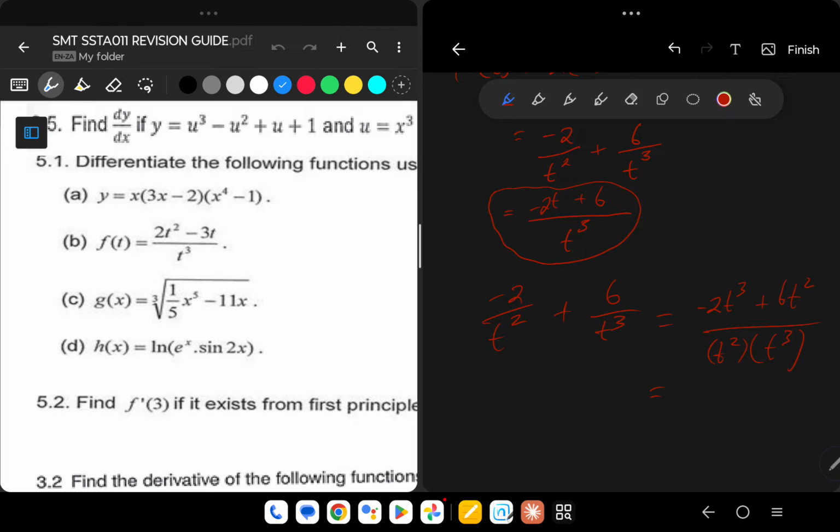We see that, okay, we can have the common factor in the numerator, which is just going to be what? t squared. So we're going to have -2t plus 6 divided by what? t squared times t cubed. So t squared is going to cancel with t squared, and you'll be left with -2t plus 6 over t cubed. So that is the final answer there. So that's how we arrive at it.